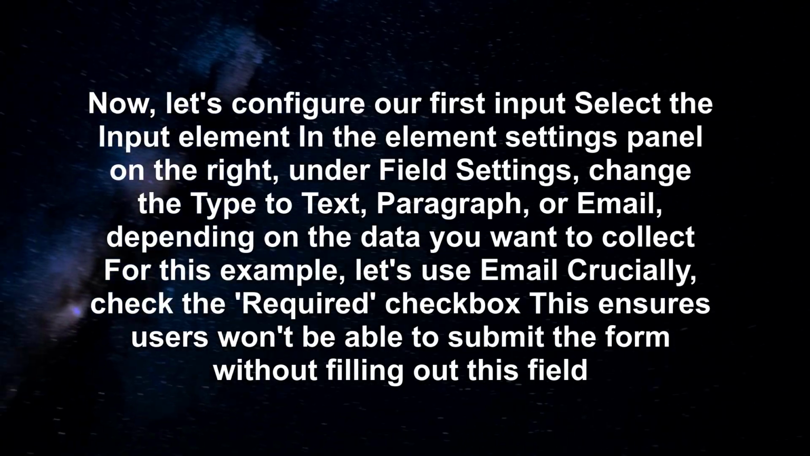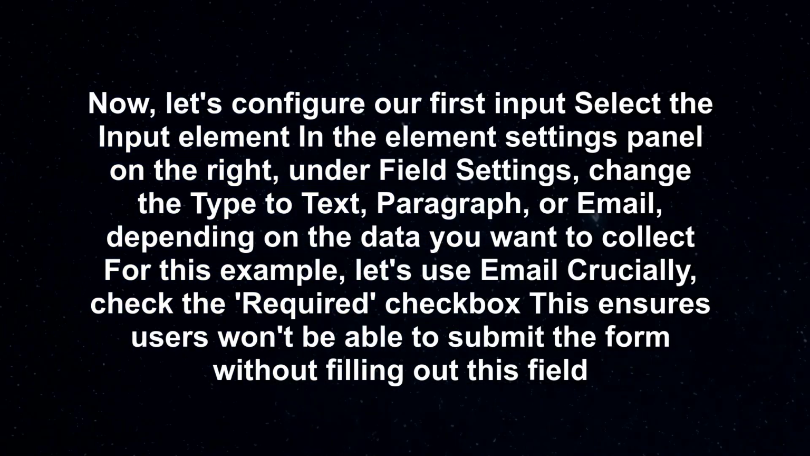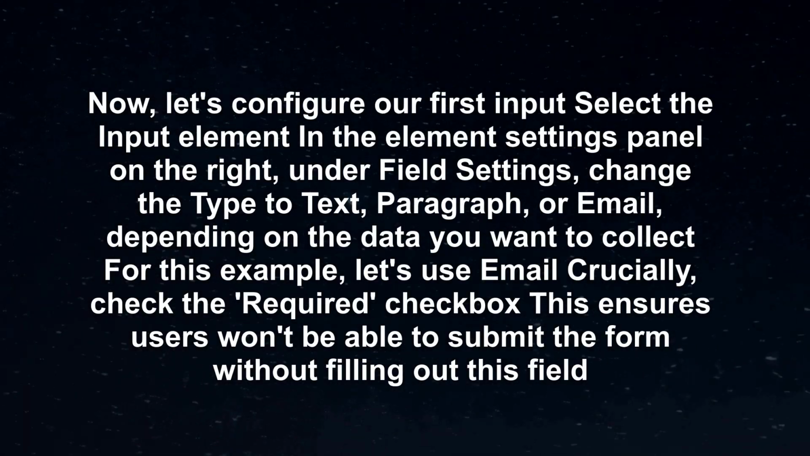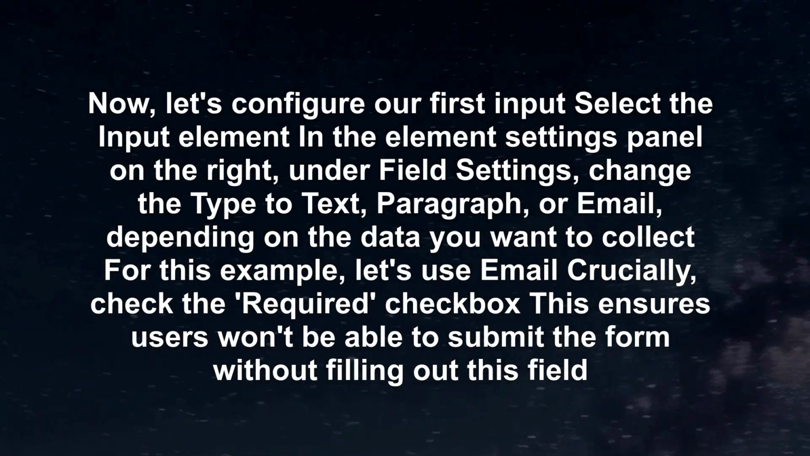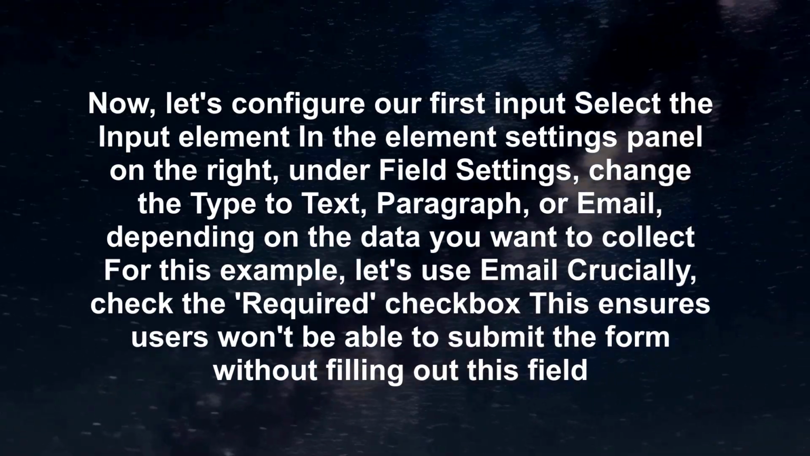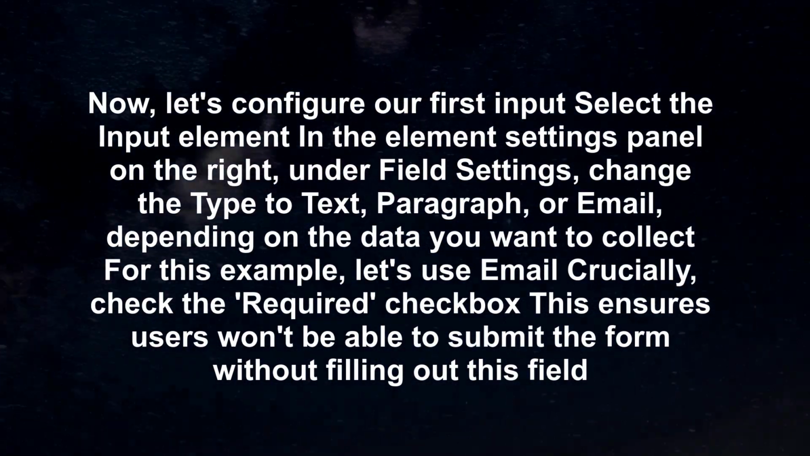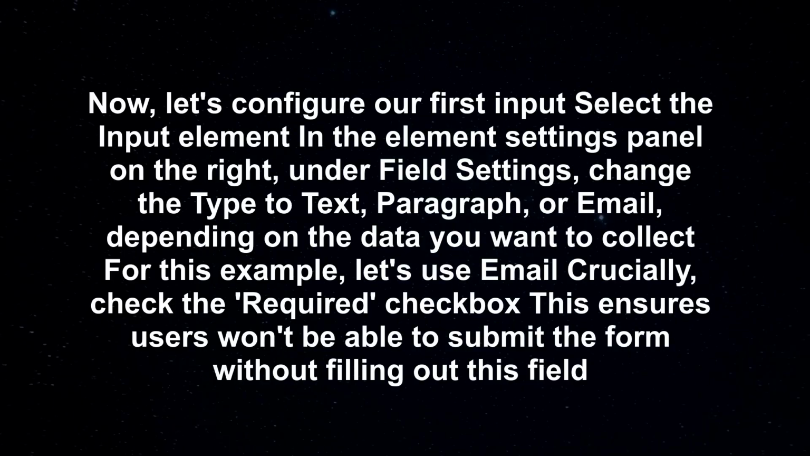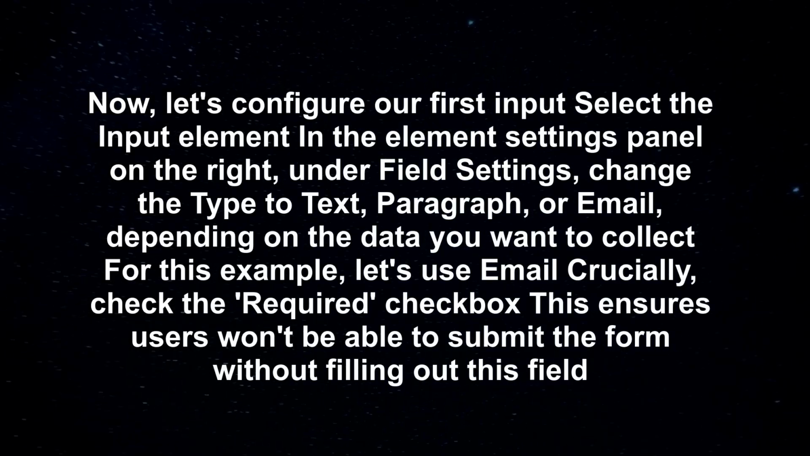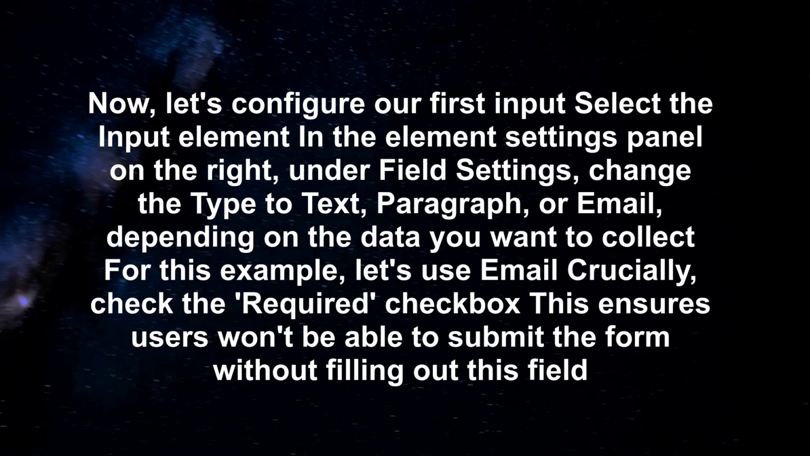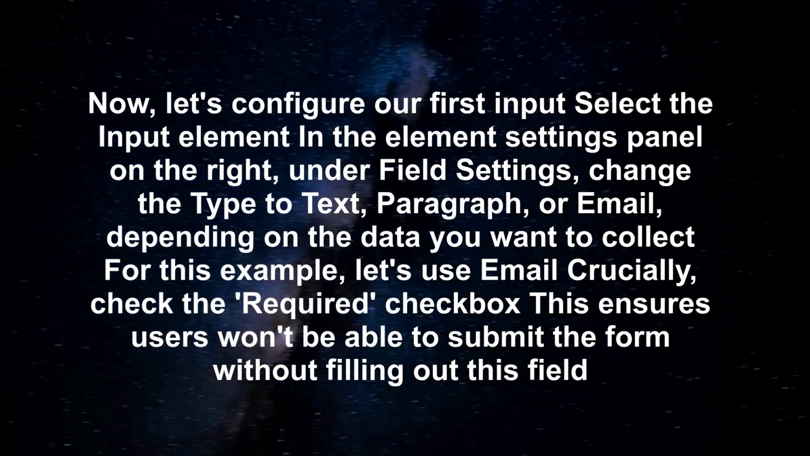Select the input element in the Element Settings panel on the right. Under Field Settings, change the type to text, paragraph, or email, depending on the data you want to collect. For this example, let's use email. Crucially, check the Required checkbox. This ensures users won't be able to submit the form without filling out this field.